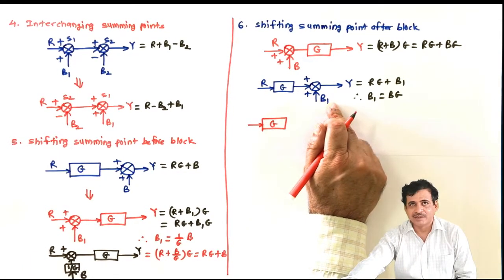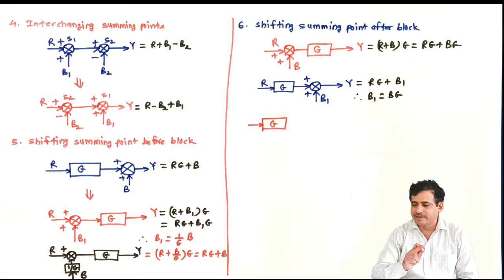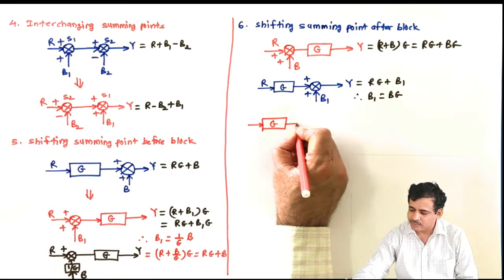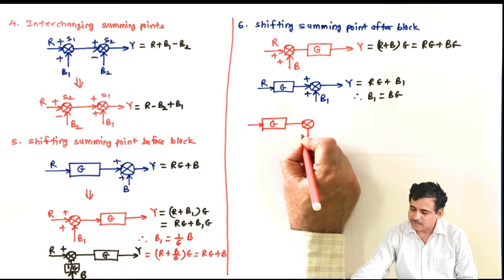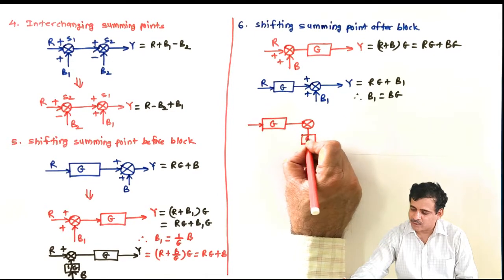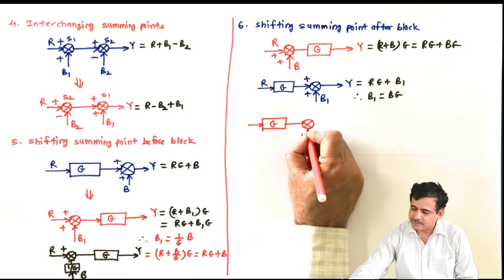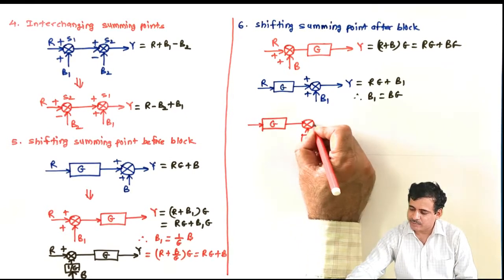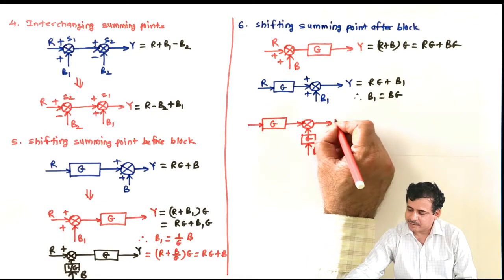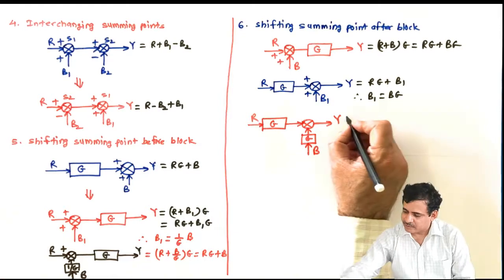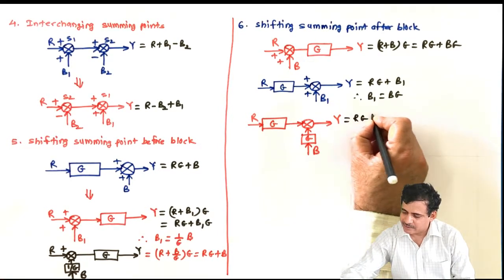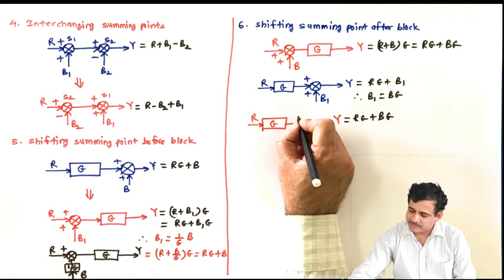We cannot have B1. But for making it B, we need to multiply it with the block of G, and then here we apply B. And then let this be Y, this is R. Now you find this is nothing but equal to Rg plus Bg is maintained.